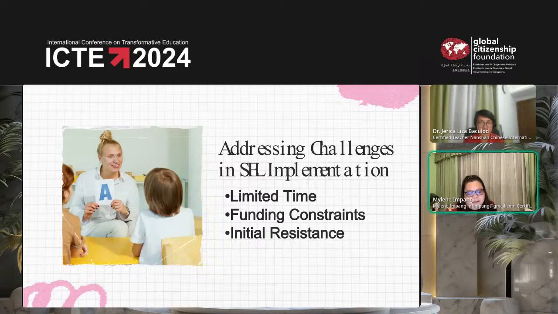However, by demonstrating the proven benefits of SEL through pilot programs or small scale implementation, we can attract funding and support for broader initiatives. Then there's initial resistance. Change can be challenging, especially if parents or staff are unfamiliar with SEL. However, sharing research, conducting information sessions, and gradually introducing SEL can build support and understanding. Okay. All right. Let's go to the next part.